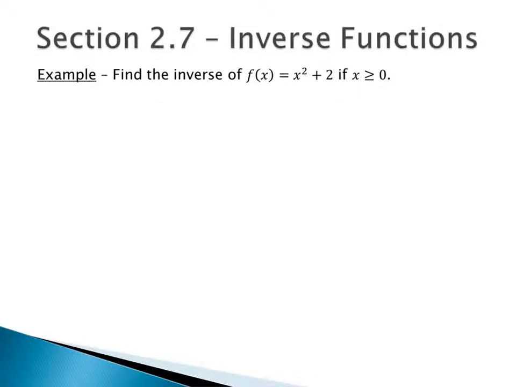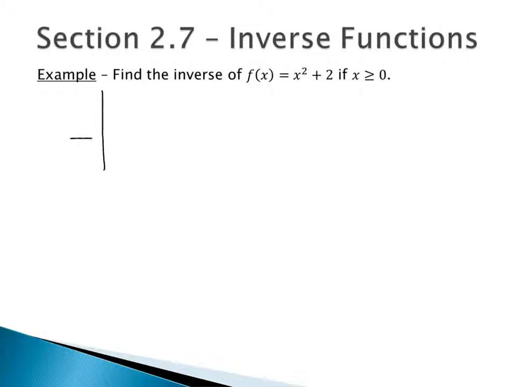In this lesson, I just wanted to talk briefly about finding the inverse of a domain-restricted function. So in this example, we have f of x equals x squared plus 2, but we only want to look at it if x is greater than or equal to 0. So the question should be, why do we need that extra piece there to say that x is greater than or equal to 0?